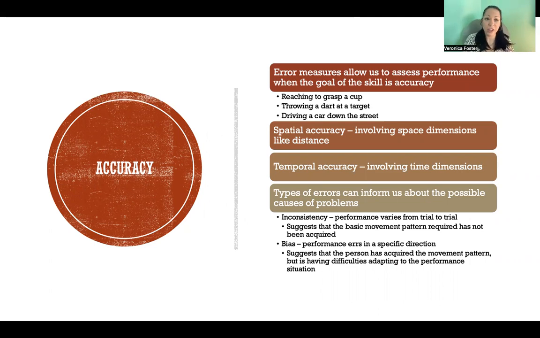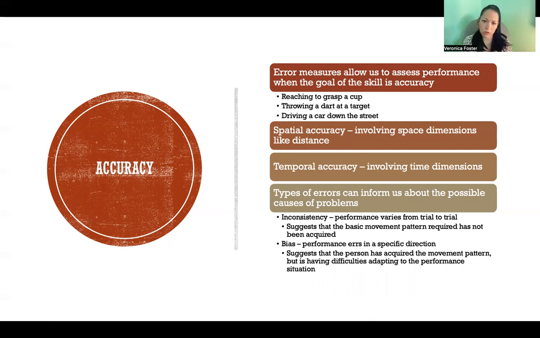So if you're inaccurate, you might miss the cup entirely or knock it over or not produce enough force to lift it. Throwing a dart at a target, driving a car down the street. So if the goal of the skill is to do it accurately, then we can use error measures to detect the difference between what the goal was for performance and what the actual performance was.